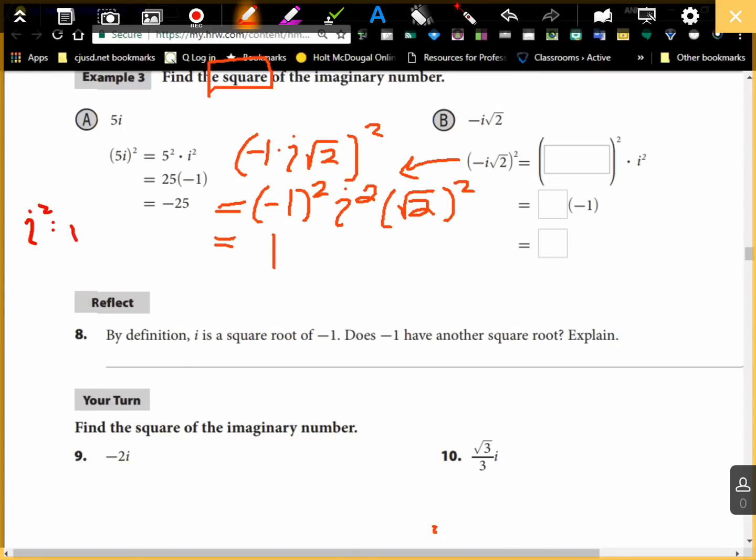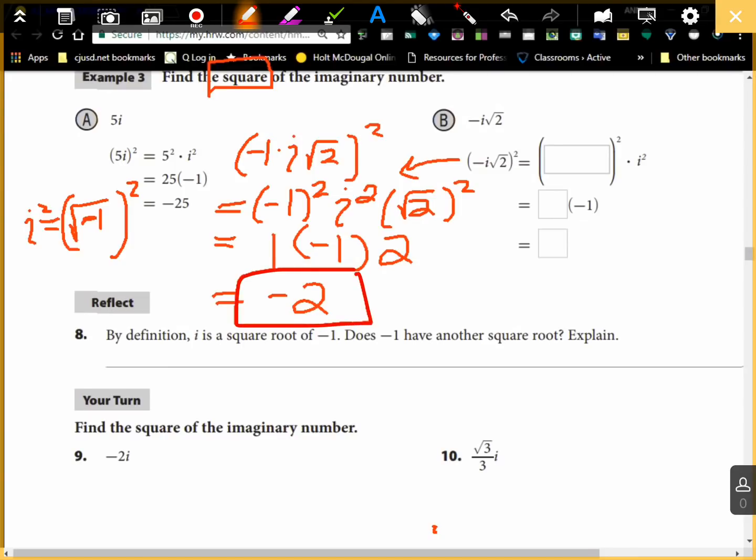So i squared is the square root of negative 1 squared. So what's the square root of negative 1 squared? So I replace that with negative 1. And what's the square root of 2 squared? 2. So I have 1 times negative 1 times 2. Negative 2. So my solution is negative 2. Is negative 2 real or non-real? Real. It's a real number.